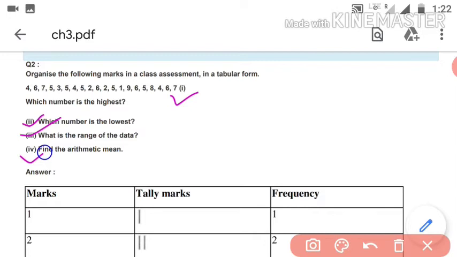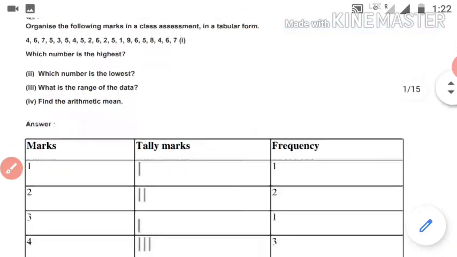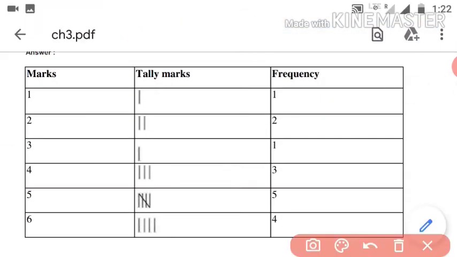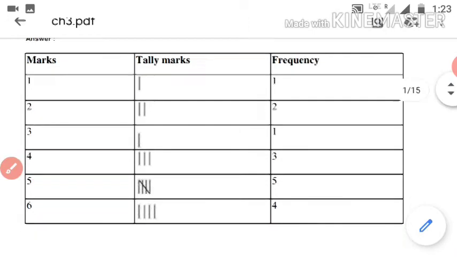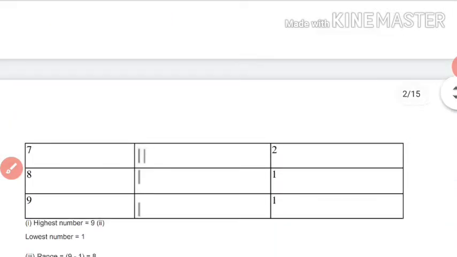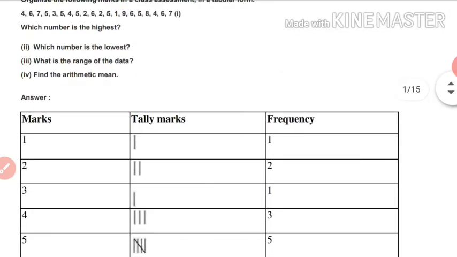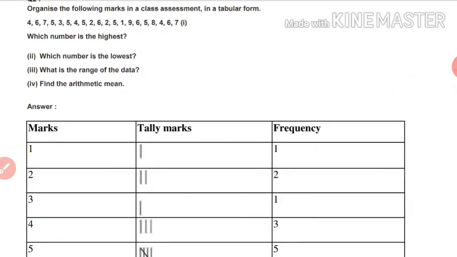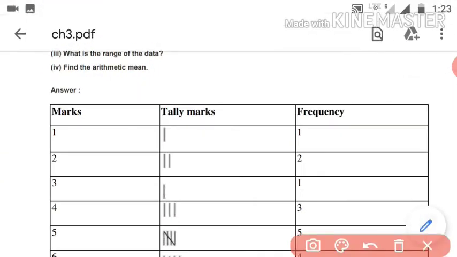Now first, it is given, organize the following marks. You have to write the marks in a tabular form. So you can see here, in a tabular form, marks 1, 2, 3, 4, 5, 6, then 7, 8, 9. All the marks are given here. Now for 1 mark, how many students got 1 mark? That is only 1, isn't it? So your tally marks will be in this way, and the total frequency will be 1.